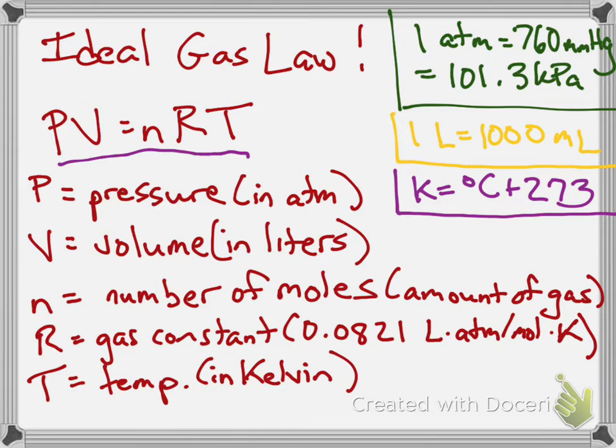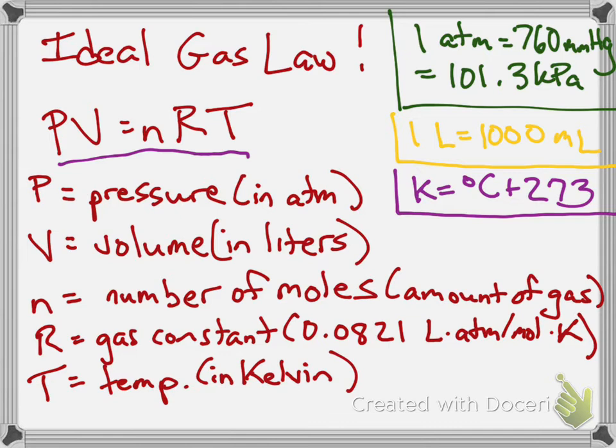V is obviously the volume, but V in this case must be measured in liters. And usually the only other unit you're ever going to see is milliliters, and so you divide that number by 1,000 and you get the number in liters. That one's pretty easy. N is the number of moles. The mole is the unit that we use to measure the amount of a chemical substance. In this case, since we're dealing with gases, we're talking about the amount of a gas.